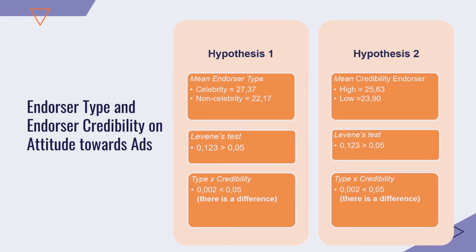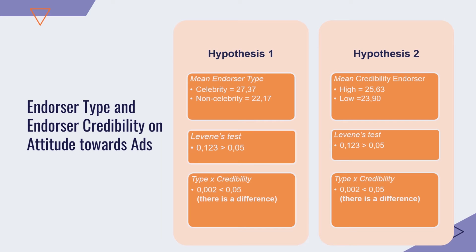Endorser type and endorser credibility on attitude towards the ad. Hypothesis 1. It was found that the average of the group of participants who received the celebrity endorser treatment was 27.36 and the group of participants who received the non-celebrity endorser treatment was 22.7. The significance value of the t-test is 0.002. It's lower than 0.05, meaning there are average differences in attitude between the group of participants treated by a celebrity endorser and a non-celebrity endorser.